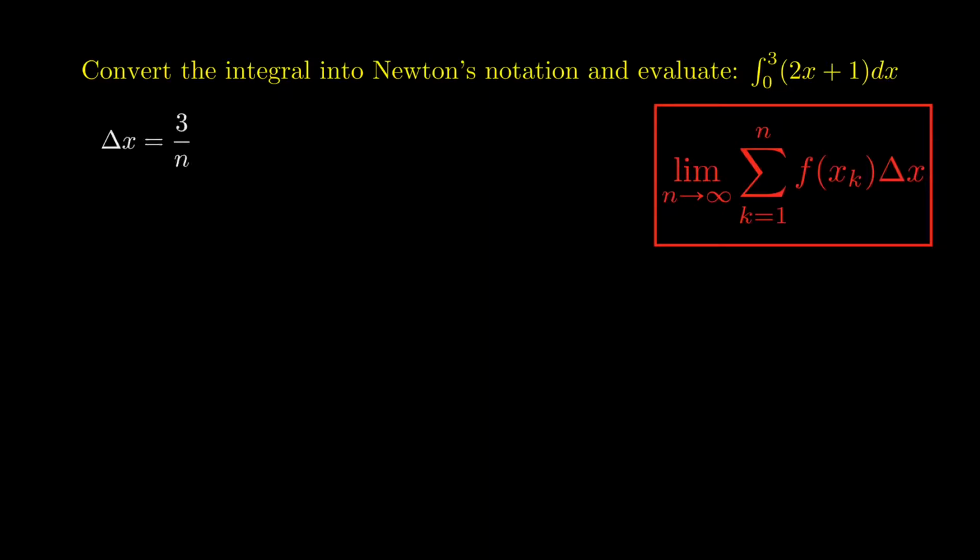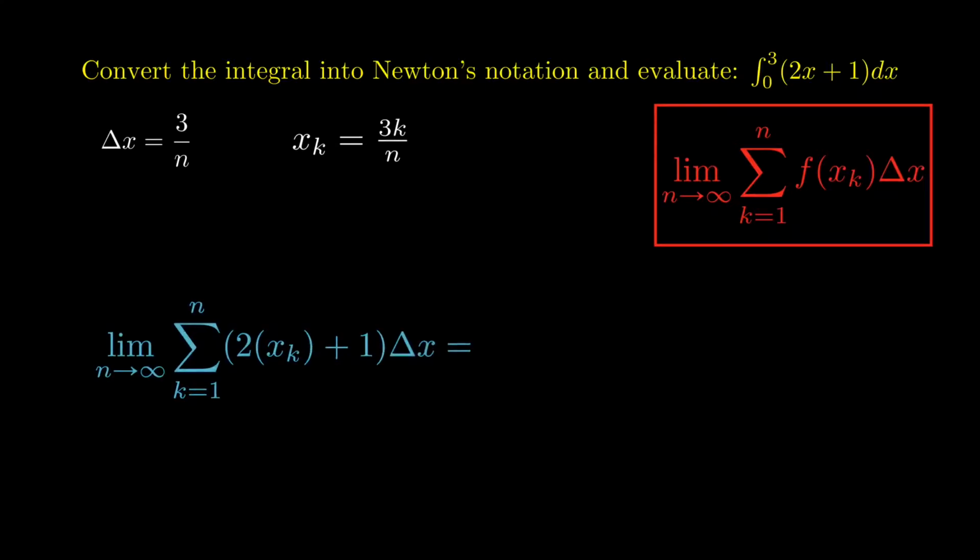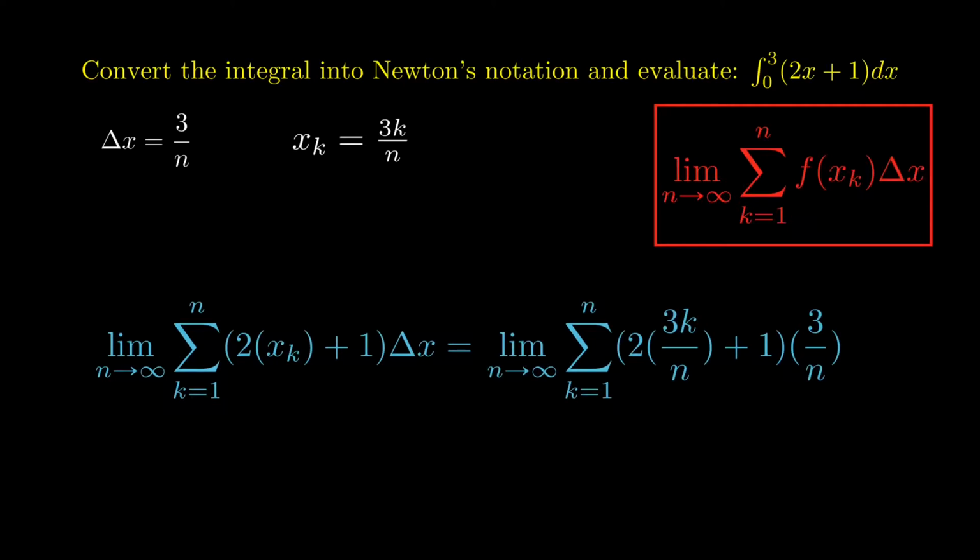So first off, we will replace the x in our integral with x sub k, giving us a limit as n approaches infinity of the sum from k equals 1 to n of 2 times x sub k plus 1 delta x. And then we will replace those values of x sub k and delta x with our given values for this particular equation. So that will give us the limit as n approaches infinity of the sum from k equals 1 to n of 2 times 3k over n plus 1 times 3 over n.